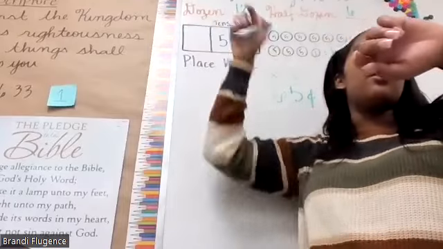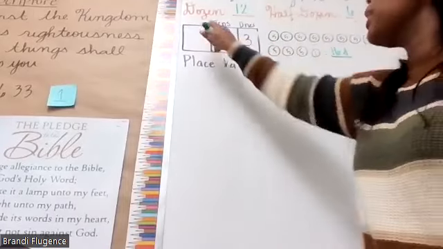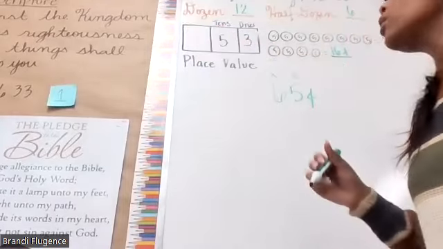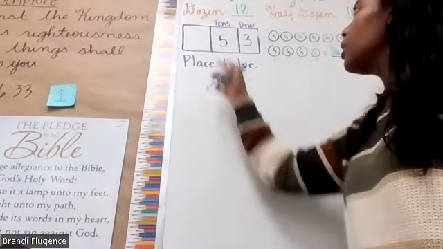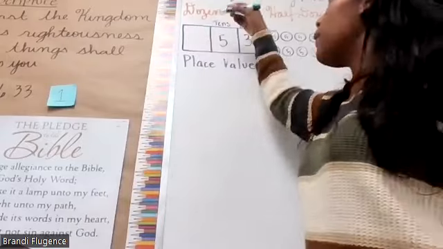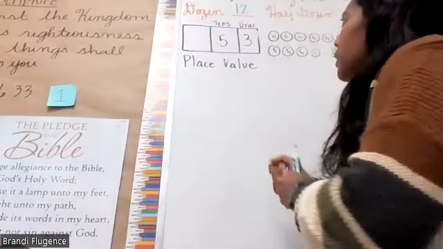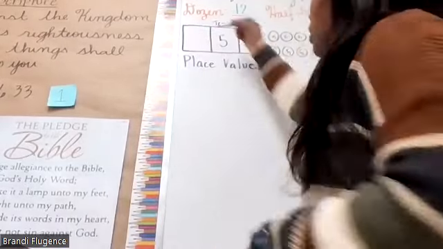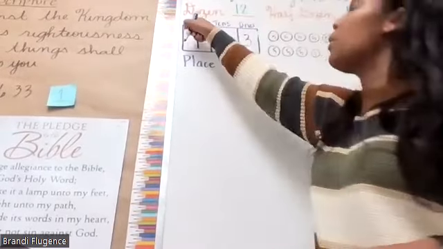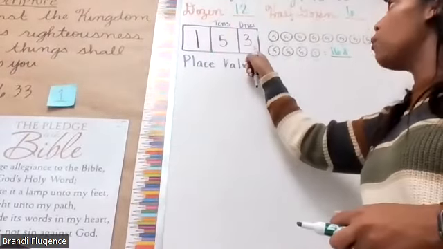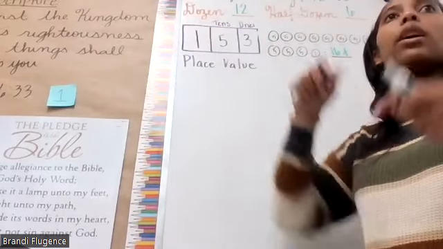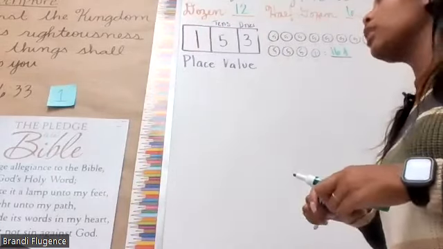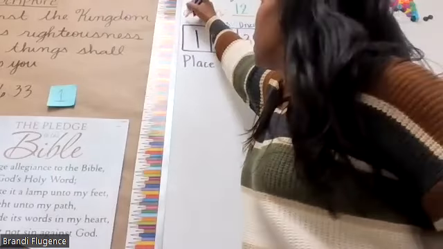Today we're going to learn a new position right here in the front. So if I go ahead and add this here to it, does anyone know what place this is? So we have ones, we have tens. What place would this number, the 1, be in? It's the hundreds place. The hundreds place.